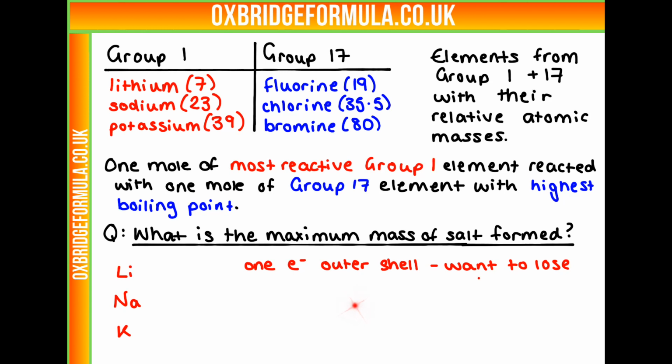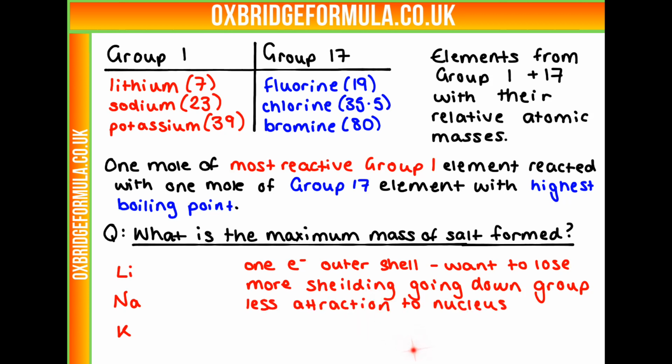Well, the more outer shells a group has, the more shielding the electron has. Therefore, it has less pull from the nucleus, and it's easier to get rid of that electron. It's more reactive. So as we go down the group and our atoms get bigger, they get more reactive. So that means our most reactive element is potassium. So that's what's going to be our first reactant.